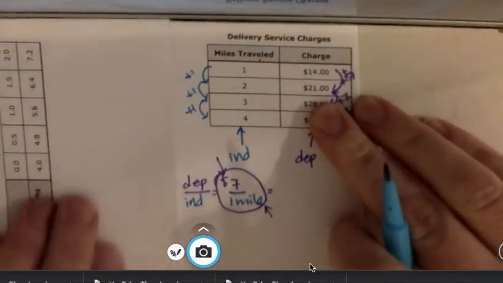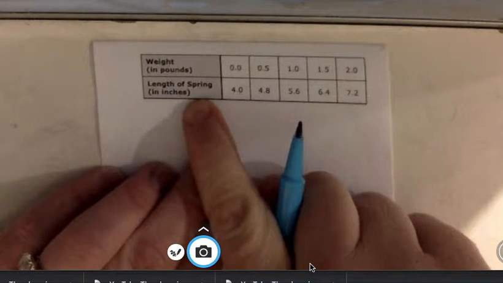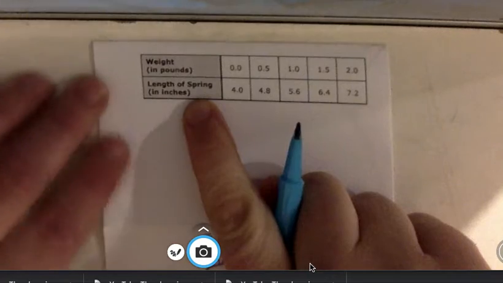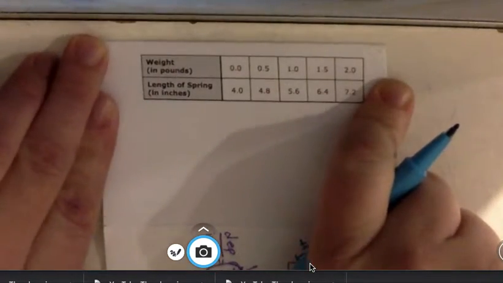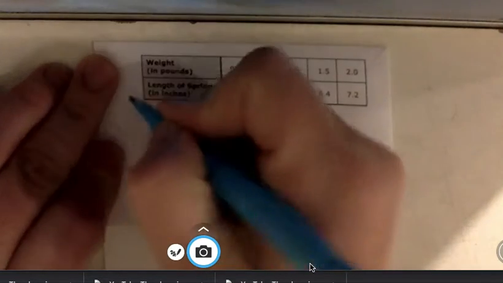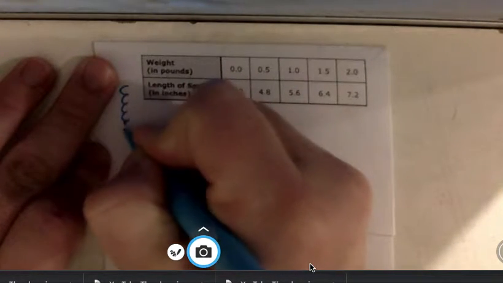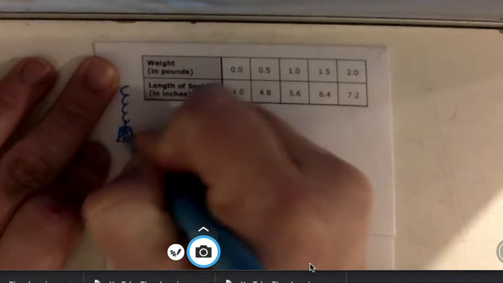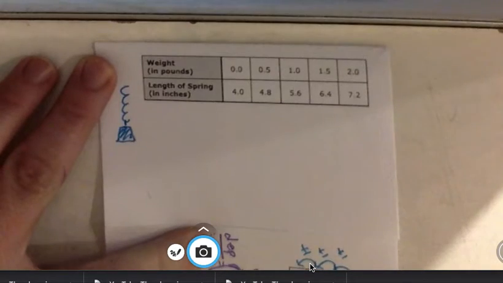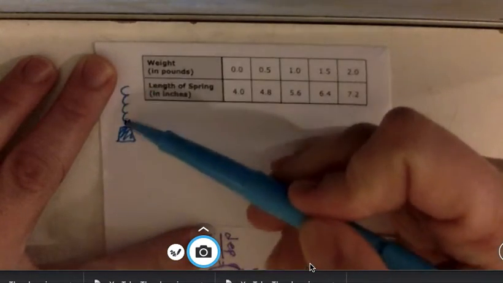Now let's look at this other scenario here. We have weight in pounds versus length of spring in inches. So I'm guessing this is some sort of machine of some kind, and a weight is being pulled on a spring. It probably looks something like this. Here's a spring, and this is what I'm visualizing, a weight hanging off of it. And it's pulling on the spring. Depending on how much weight, the spring will get longer and longer.